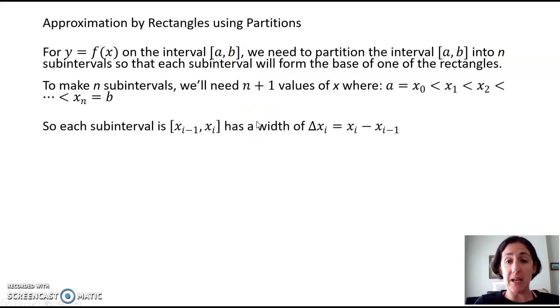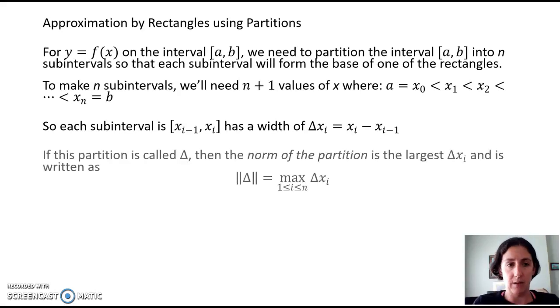So each subinterval, you've got a subinterval from x0 to x1, from x1 to x2, x2 to x3, x3 to x4. So all your subintervals are from x_{i-1} to x_i. And they have a width. You can find the width by just taking x_i minus x_{i-1}, and that'll give you the width of that interval. And that's going to be the width of the base of the rectangle.